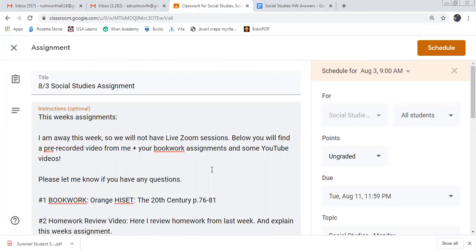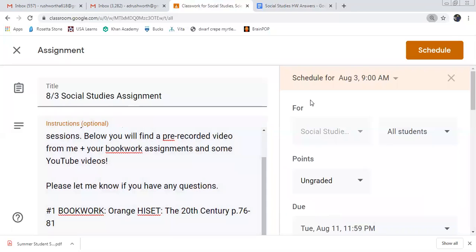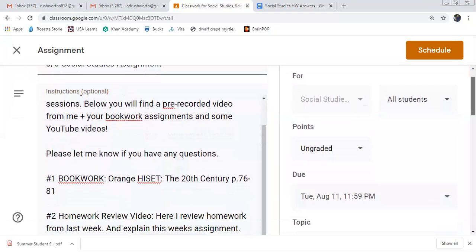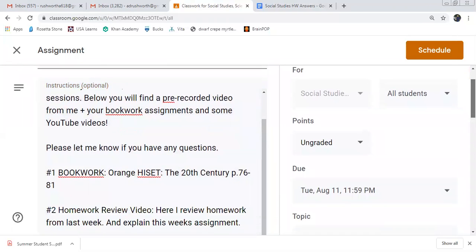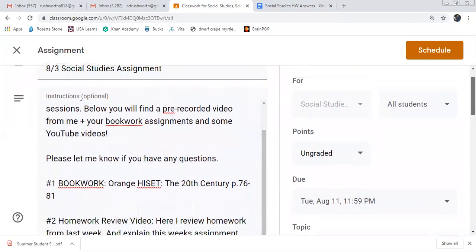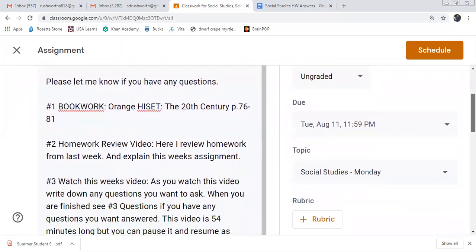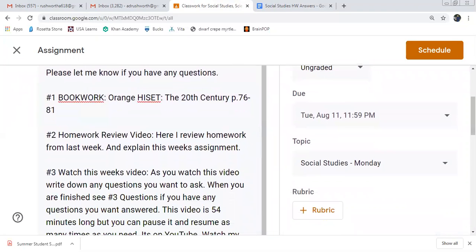All right, so your assignment for this week. This should be posted as of 9 a.m. today. Well, not today because today's Friday, but Monday. So please let me know if you have any questions about this. Your first thing to do is bookwork in your orange HiSET book. It's the 20th century, page 76 to 81.